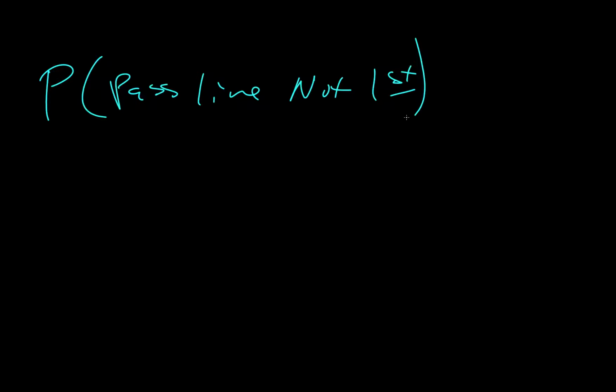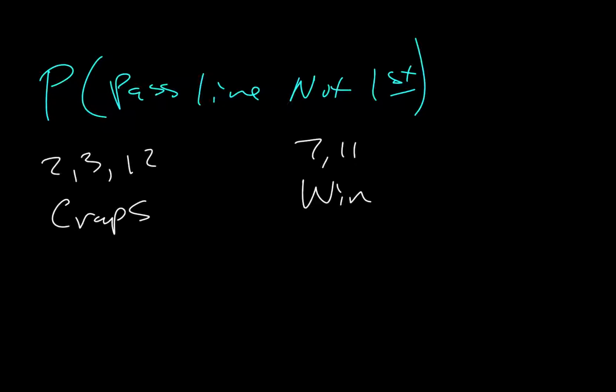Now, pass line bet winning not first roll. This one's kind of complicated. So pass line not first roll. So second, third, fourth, any of those. Now this depends on what you rolled. So if you roll a 2, 3, or 12 on your first time, you don't make it to a second roll because these are called craps. If you roll a 7 or 11, you don't make it to the second roll because you win. Now what that leaves is 4, 5, 6, 8, 9, 10.